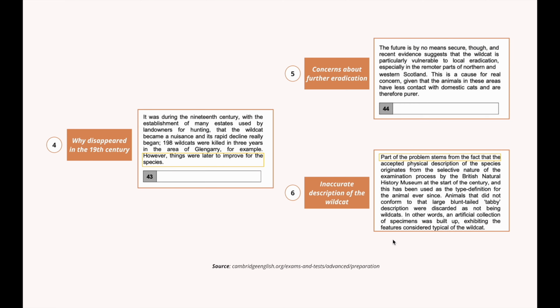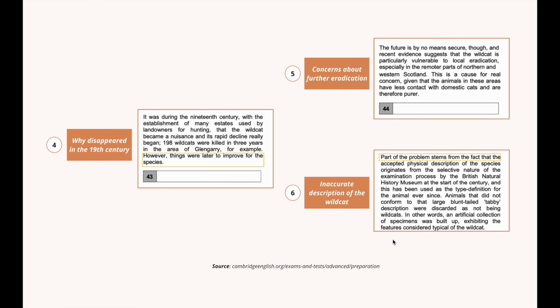Paragraph number 4 tells us about why the cat disappeared in the 19th century, and it finishes like this. However, things were later to improve for the species, and that means that the next paragraph might be talking about how it improved for the species, and that's what you should be looking for in the missing paragraphs. Part number 5, or paragraph number 5, is all about concerns about further eradication of the cats. To be honest, I don't see any clues at the end of this paragraph. However, this shouldn't bother us, because paragraph number 6 starts like this.